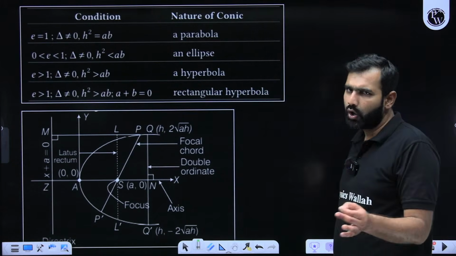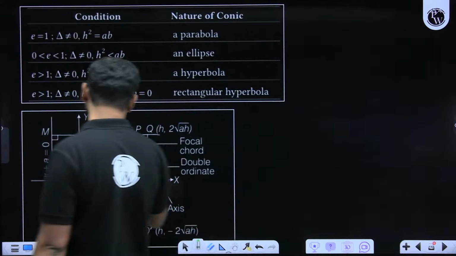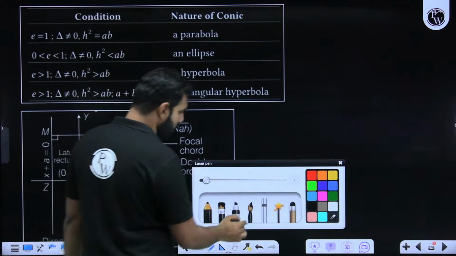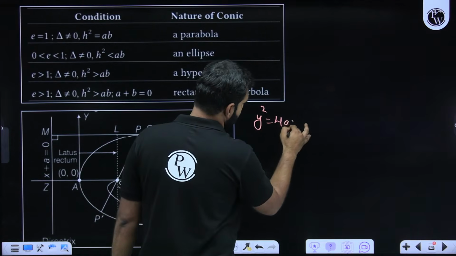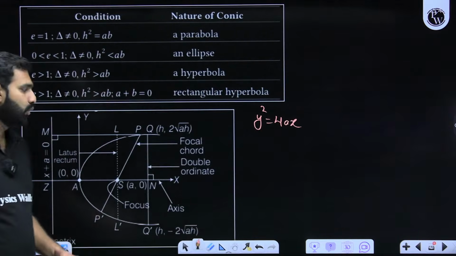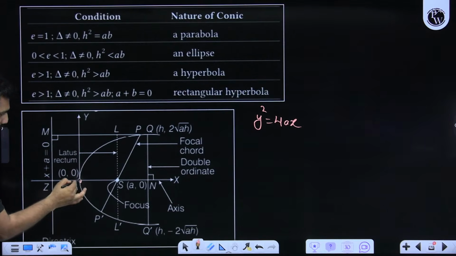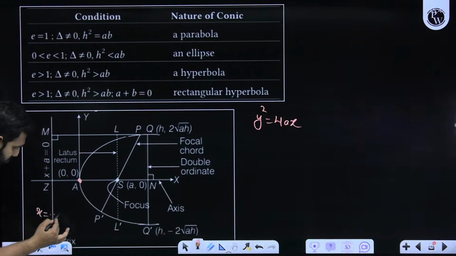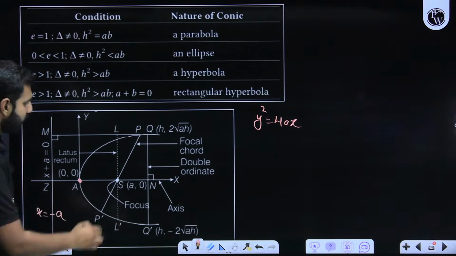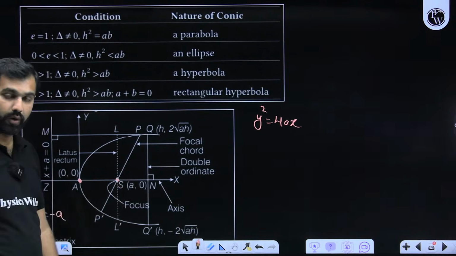Here, when you talk about a parabola, what will I say? This is how a standard parabola, y square is equal to 4x, looks like. I'm talking with regard to the standard parabola. So what do we know here? This point here, 0, 0 is the vertex. This line over here, x is equal to minus a, is the directrix. This point over here, a, 0 is your focus.